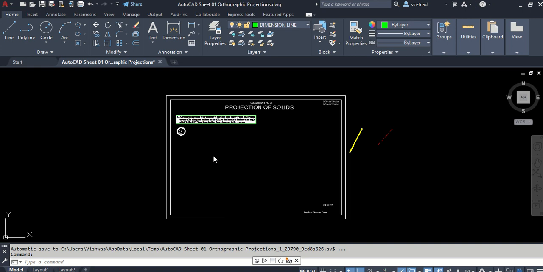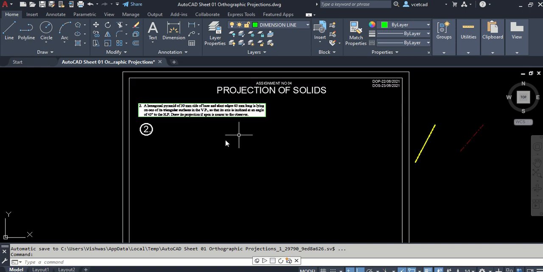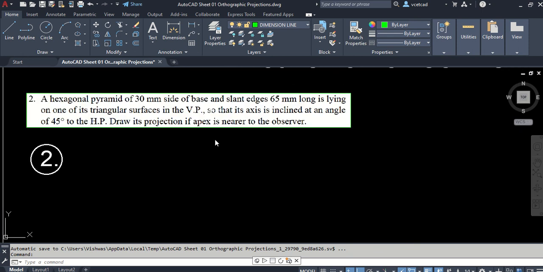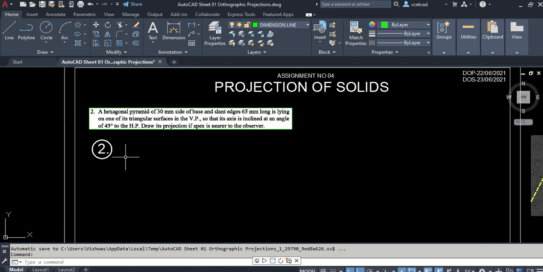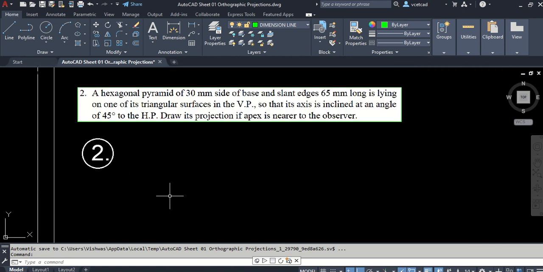Hello everyone. So let us see problem number 2 of assignment number 4, which is on projection of solids. The question is: a hexagonal pyramid of 30 mm side of base and slant edge 65 mm long is lying on one of its triangular faces on the VP, so that its axis is inclined at an angle of 45 degrees to HP. Draw its projection if the apex is nearer to the observer.